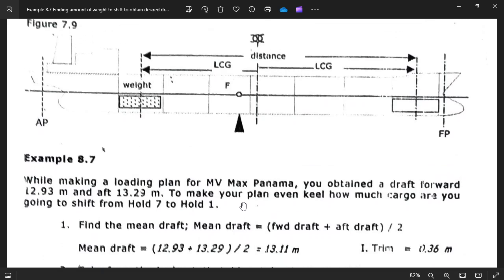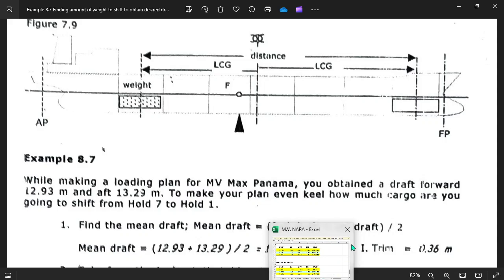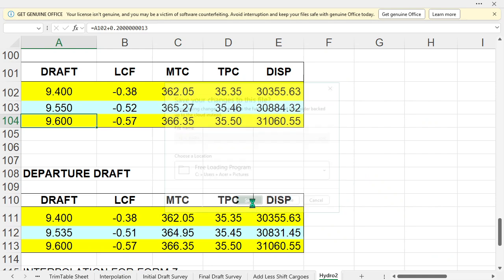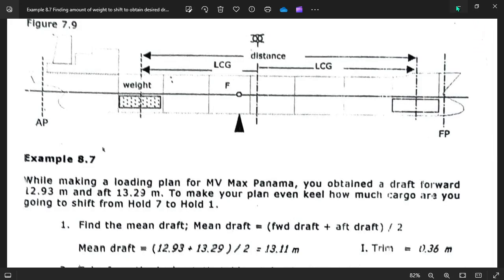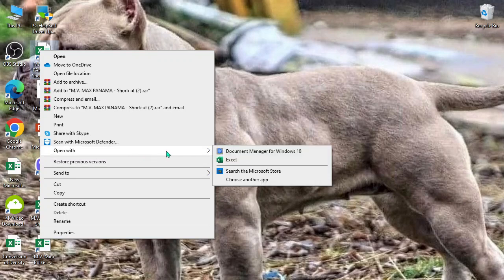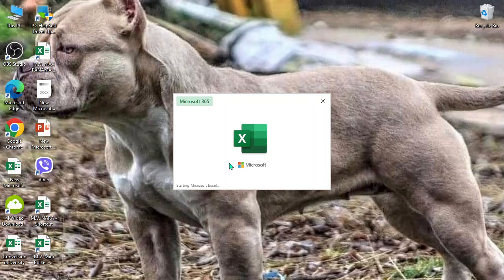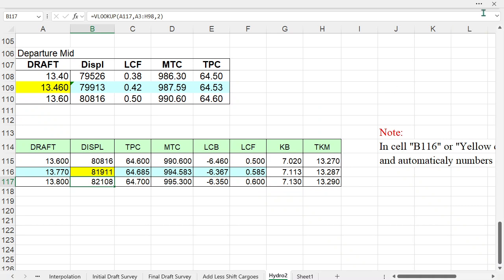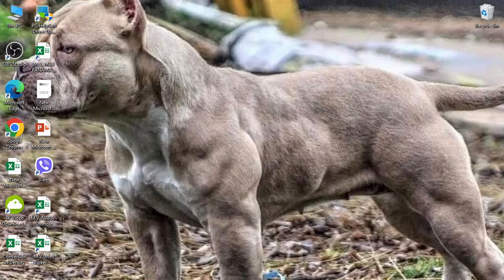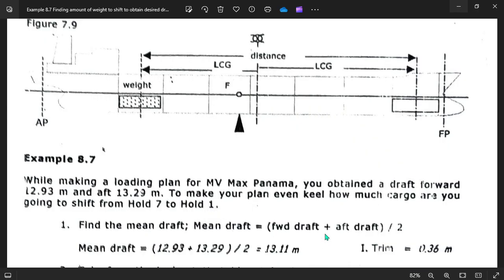Okay, so this is Panamax. So we take out this one. This is Nara. We'll open the Panamax. Okay, this is Panamax. Open with Excel. And okay, let's go. We go to the problem.